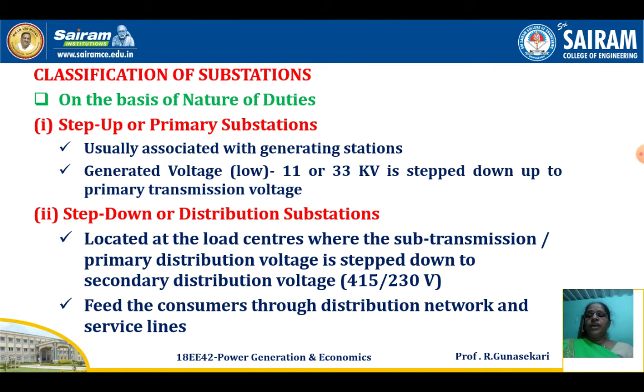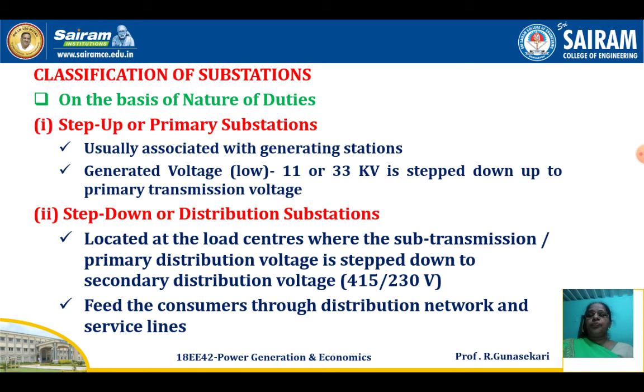Then next, on the basis of nature of duties, step up or primary substations. The primary substations are usually associated with generating stations. The generator voltage is low, that is 11 kV or 33 kV only. So in these substations the voltage is stepped up to the primary transmission voltage only.